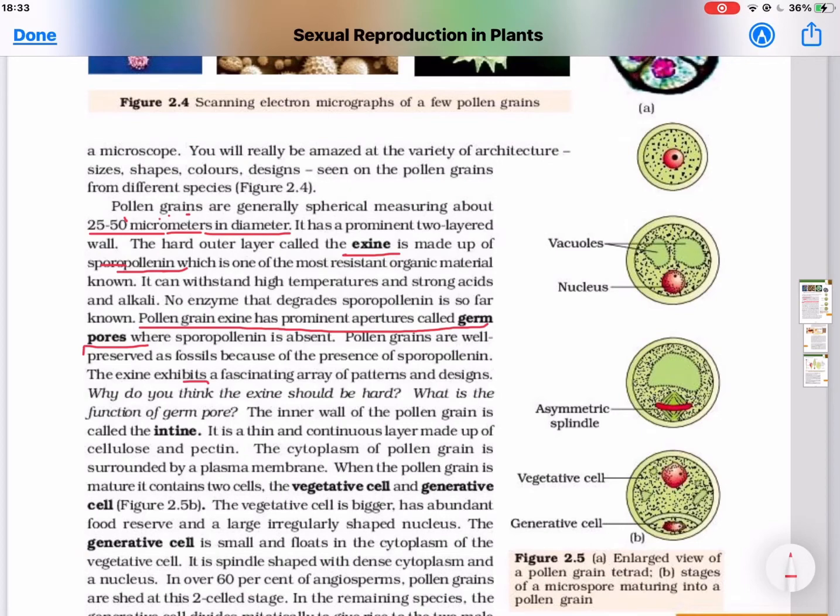Germ pore helps in the formation of pollen tube, and pollen tube comes out through the germ pore. Germ pore के थ्रू pollen tube बाहर आएगी. वो इंटाइन है. इंटाइन germ pore के थ्रू बाहर निकलेगी और pollen tube फॉर्म करेगी. It is a thin and continuous layer made up of cellulose. The inner wall of the pollen grain is called intine which is made up of cellulose and pectin.